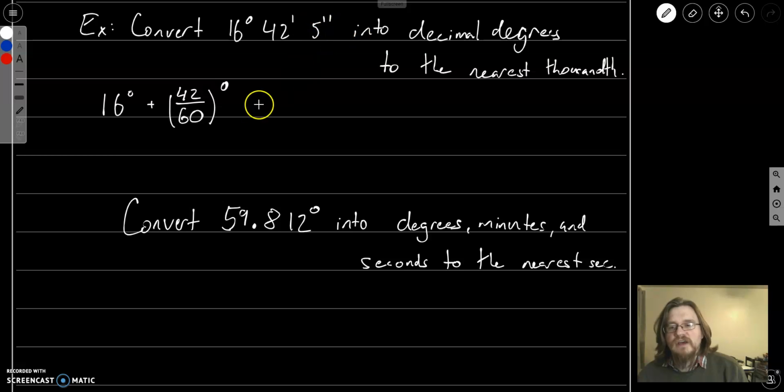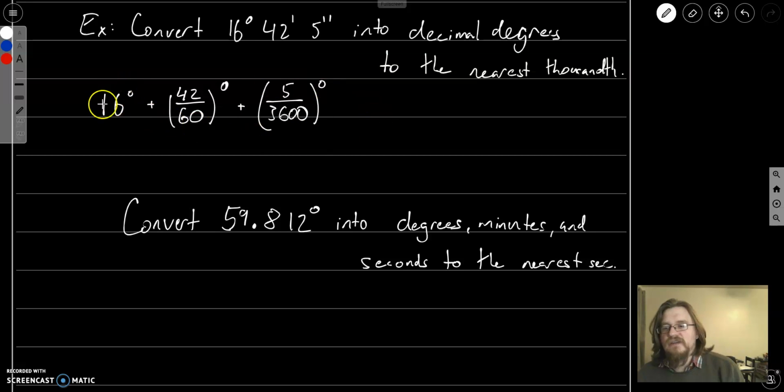And then likewise, I have 5 seconds. And we saw before that there are 3,600 seconds per every degree. So how many degrees are in here? Well, 5 divided by 3,600. I will never not make that mistake, so I apologize right now.